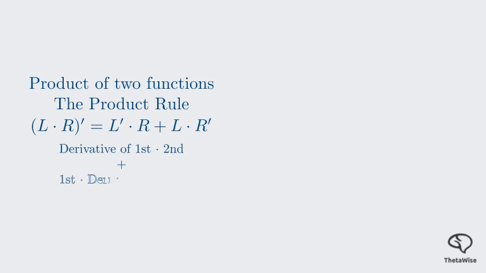Think of it like a dance where partners take turns. You take the derivative of the first part while keeping the second part the same. Then add the first part kept the same while taking the derivative of the second part.